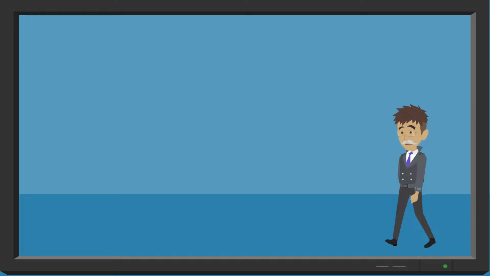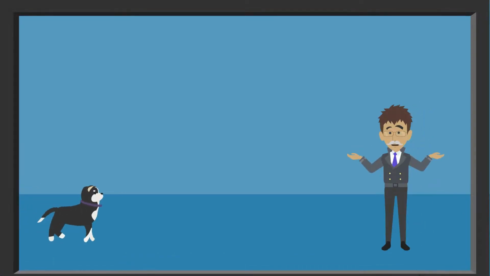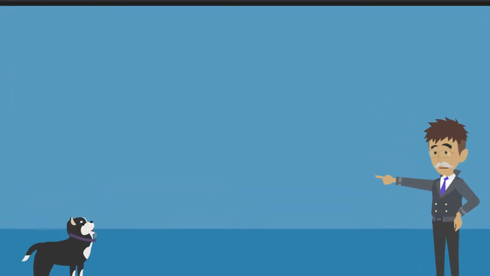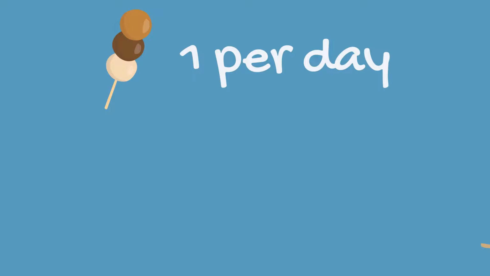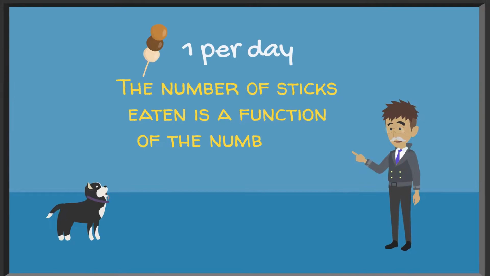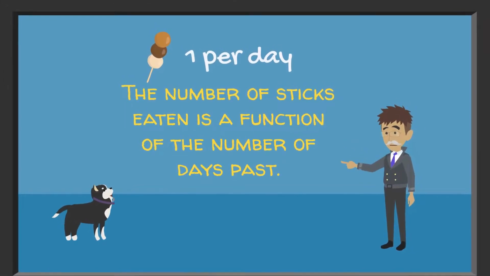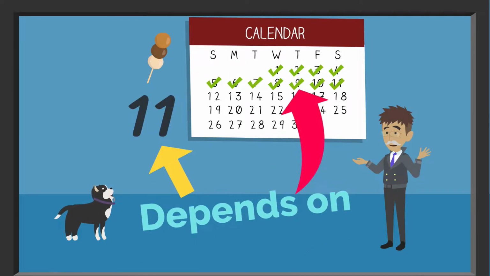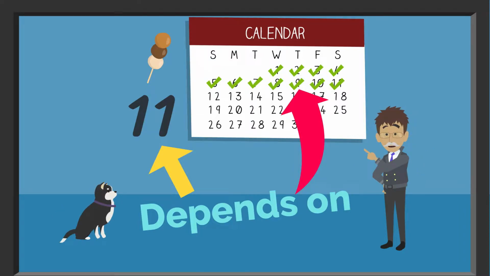A relationship exists between the day of the month and the total amount of food given to Random. For example, each day she gets a good girl stick. We say the number of good girl sticks eaten is a function of the number of days passed in the month. This means as the number of days changes, the number of good girl sticks changes. This also implies that the number of good girl sticks eaten depends on the number of days passed. The idea that one value depends on another leads to some vocabulary.